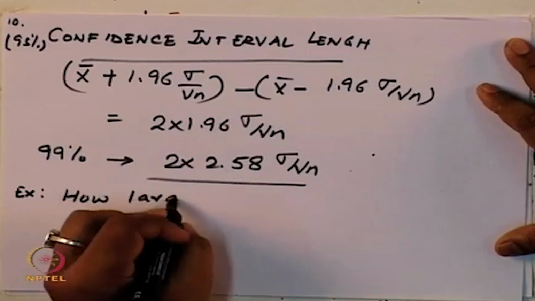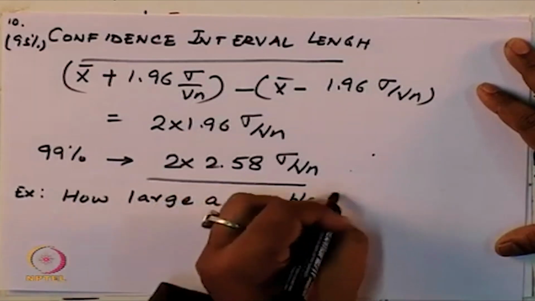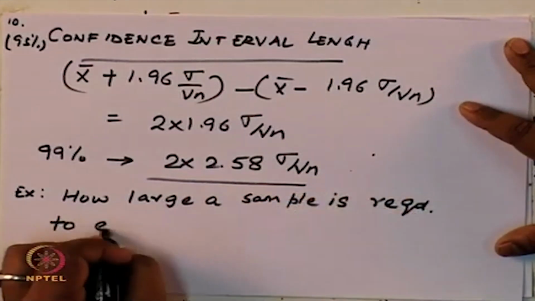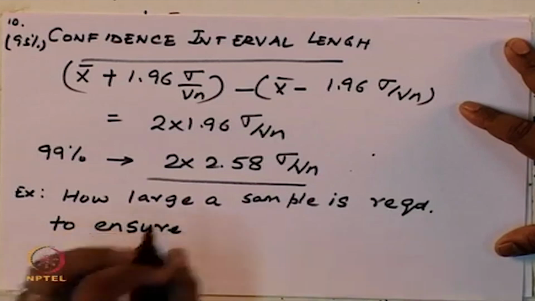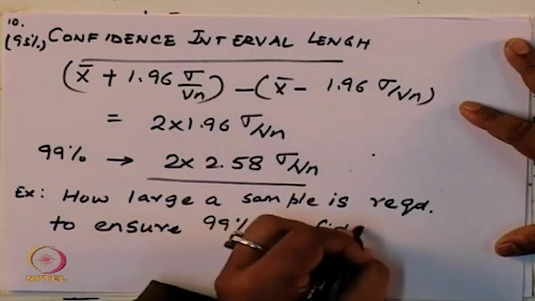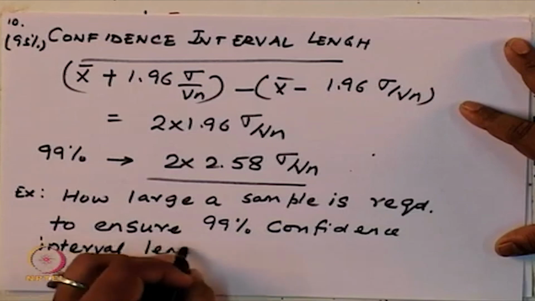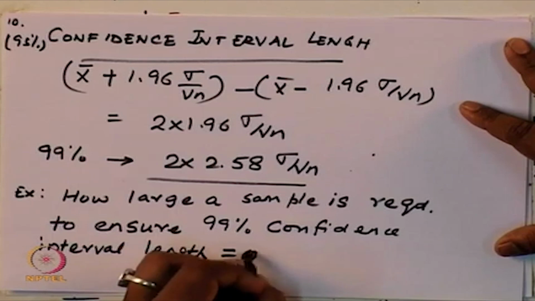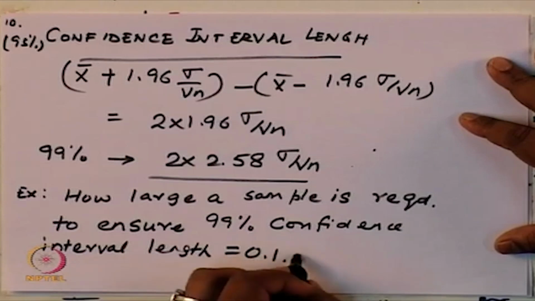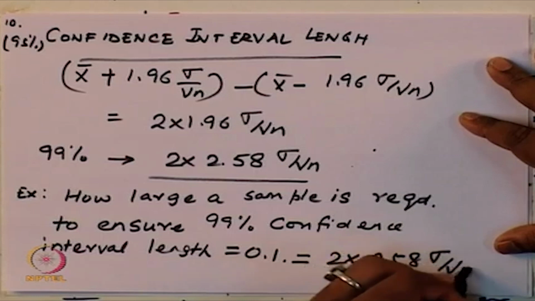How large a sample is required to ensure a 99% confidence interval length equal to 0.1? So, what we have to do is set 0.1 equal to 2 into 2.58 into sigma by root n.